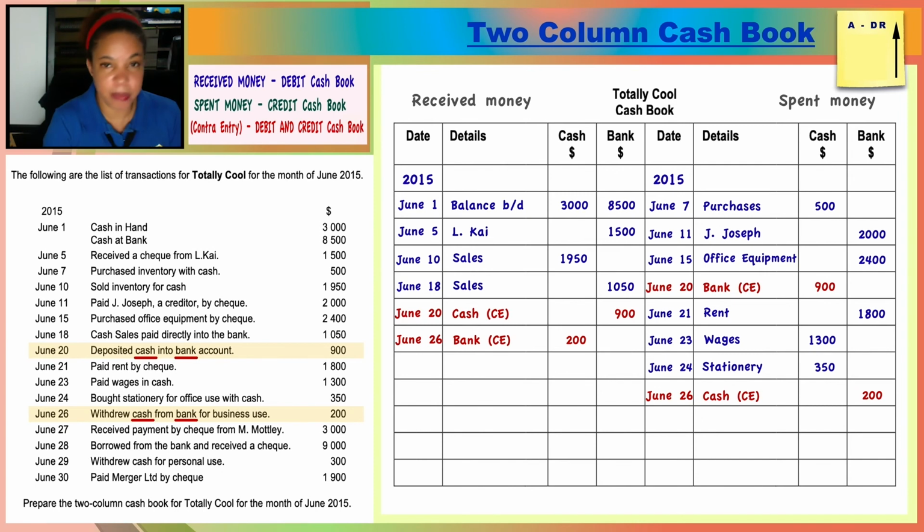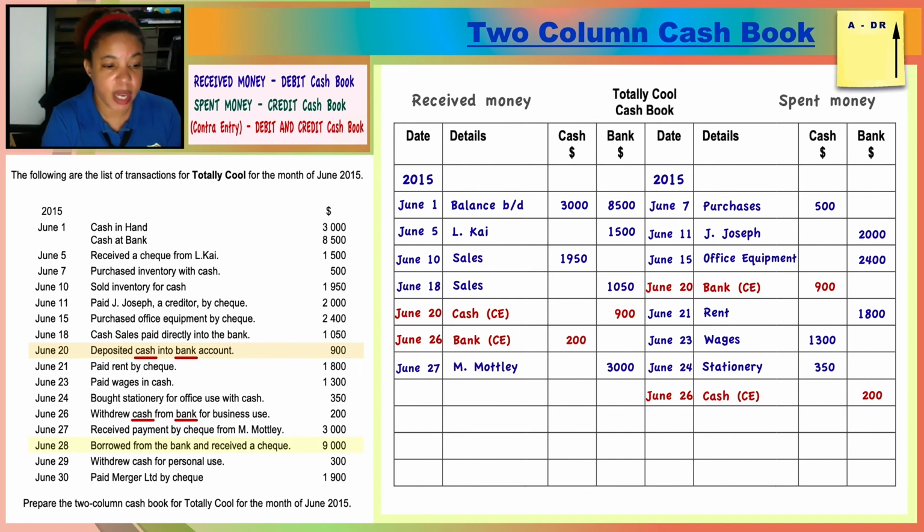Okay, so now we're going back to the other transactions and you're asking again. So June 27th, received payment, received money. So you're on the debit side, simply put the date. Who did you receive it from? Motley, that's the account. 3,000 check. Once you see check, it is bank account. So you go to your bank account column and you put in the $3,000.